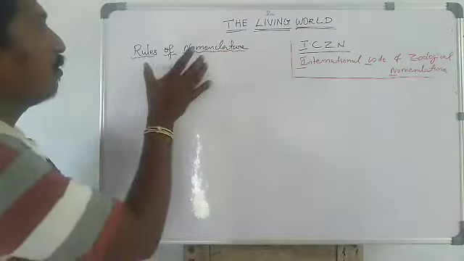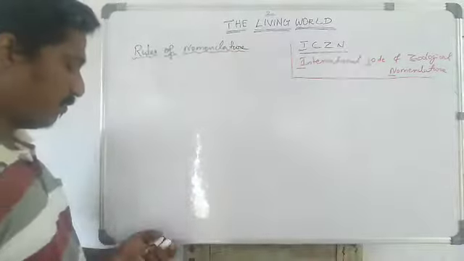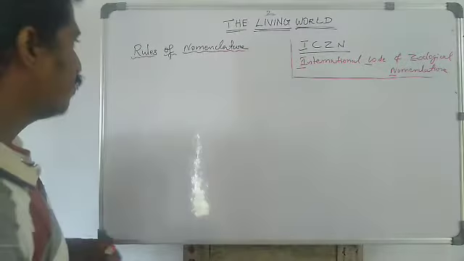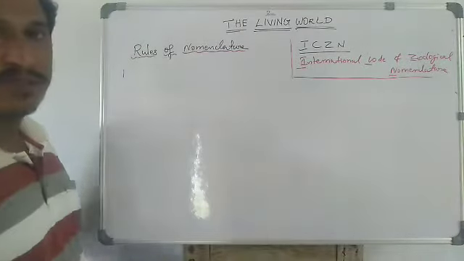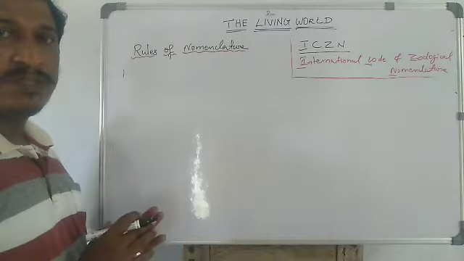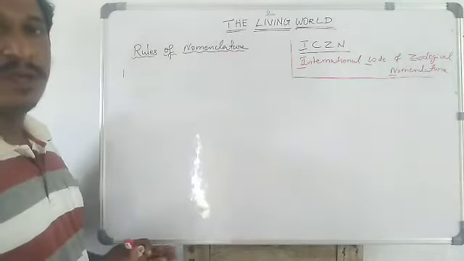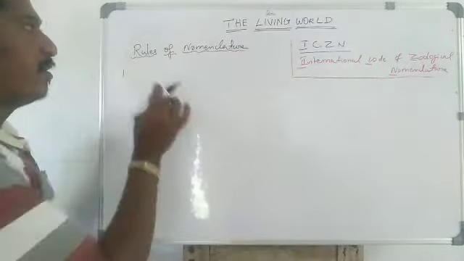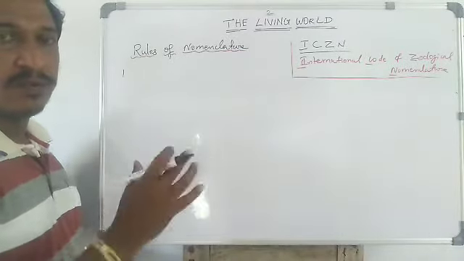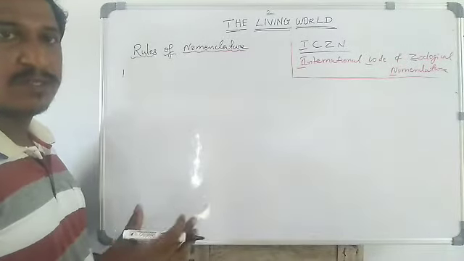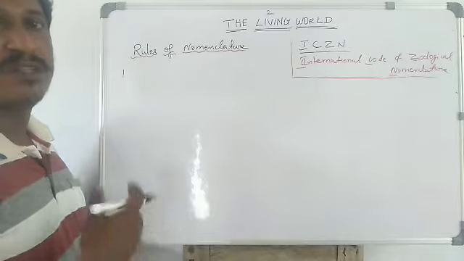So what are the rules? Some basic rules we are going to discuss now. The first one is that every species name should be written in two words. The first one is the genus name, the second one is the species name.